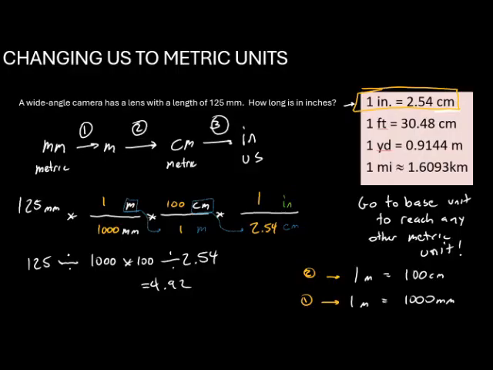Now let's examine the units. The millimeters that we started with will cancel out with the bottom of the first fraction. The meters we got from the first fraction cancel with the bottom of the second fraction. The centimeters we've got in the second fraction cancel with the bottom in the third fraction, leaving us with just inches. And this was the unit we were after. So we'll say this wide-angle camera has a lens of about 4.92 inches.